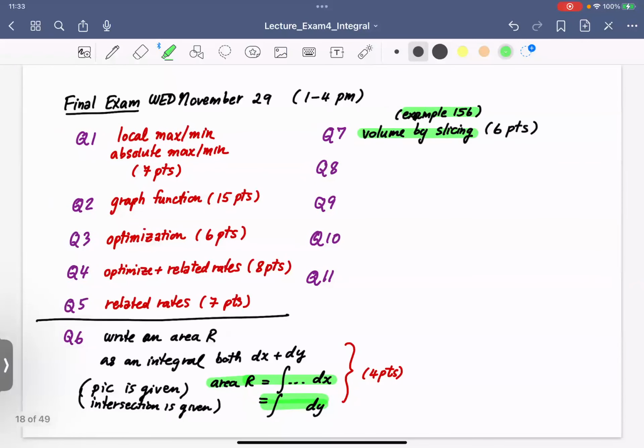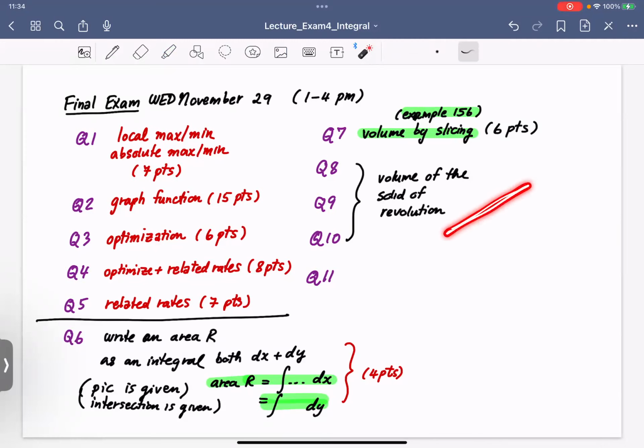All right, so next, questions 8, 9, 10, and 11. This is going to be the one that we're going to learn next. It's called the volume of the solid of revolution. Later on, we're going to start from a line, and then we're going to spin the line over the axis, for example, and then you're going to get the solid. This is called the solid of revolution, and we're going to try to find the volume of that one.